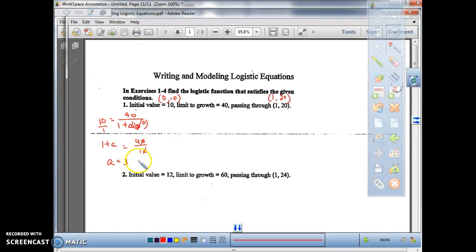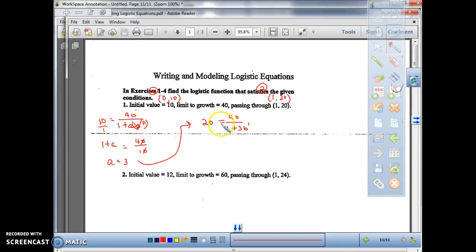Now I use that and I go back and pick the other data point. So I use this one first and I use this one second. I still have my 40 for my numerator, but the ending value is going to be 20 when x, which we know is going to be 1. And then I still have my a of 3. So I have everything in place, 1 plus a times b to the x. And now I only have one unknown, and I can solve for my b.